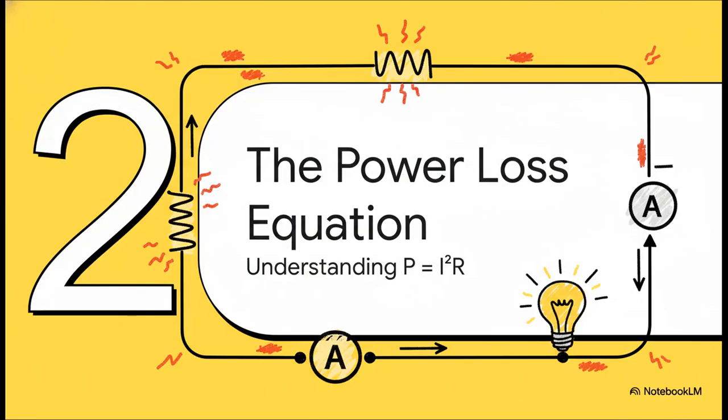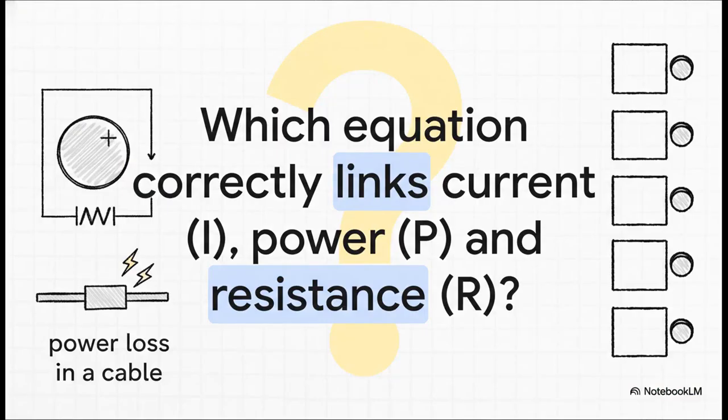Let's keep moving. Next section, the power loss equation. So now that we've established that we want to keep power loss to a minimum, the exam's going to check if you know the physics equation that actually describes it. And here we go, question 1.2. It's a multiple choice. They give you 4 options, but only one of them is the right tool for the job. Which one correctly links power, current, and resistance so we can figure out power loss in a cable?